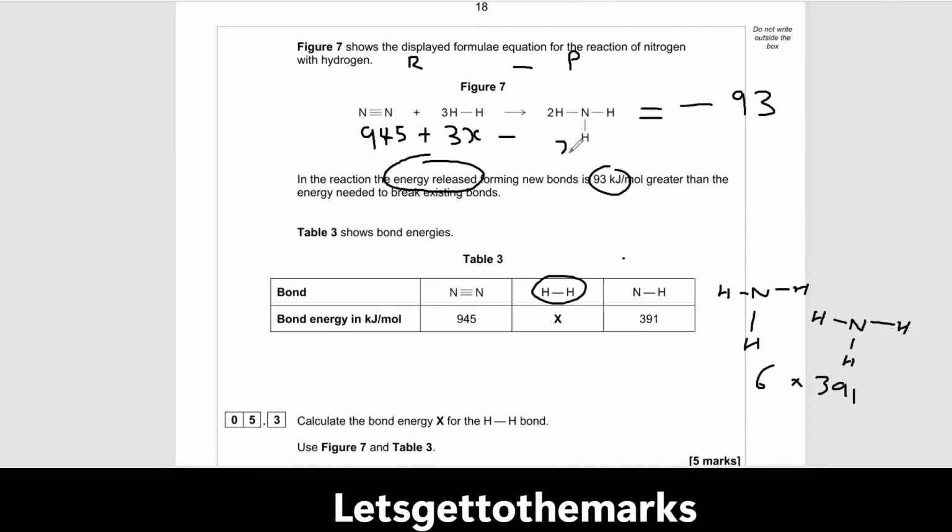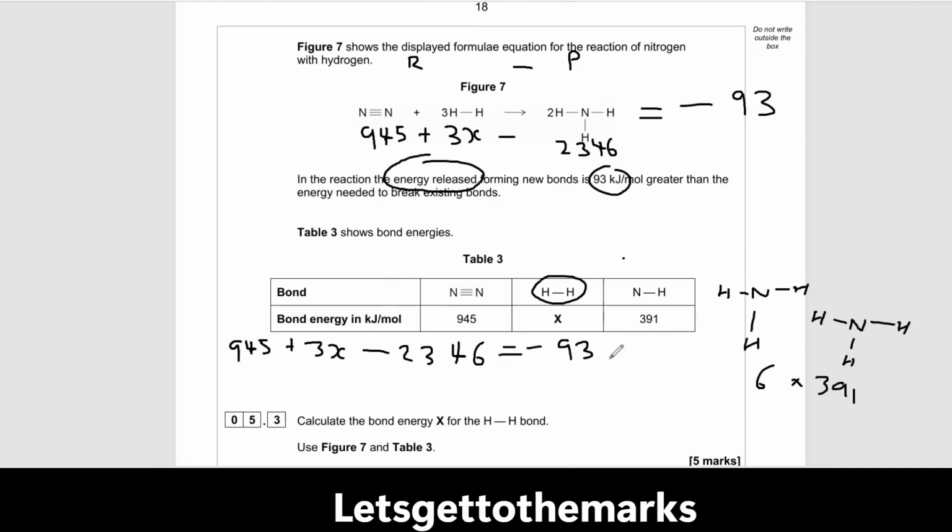So it's all a bit messy looking up here. So I'm going to do this down here where I've got a bit of space. So the equation I want you to solve is 945 plus 3x. Remember, we're trying to find x here. Take away 2346. You always put a take away where that arrow is in these equations. And that equals minus 93.